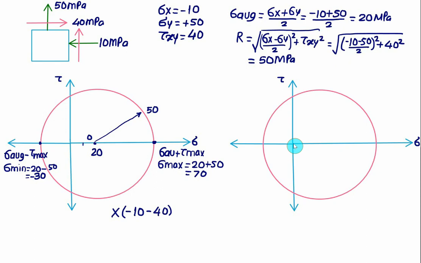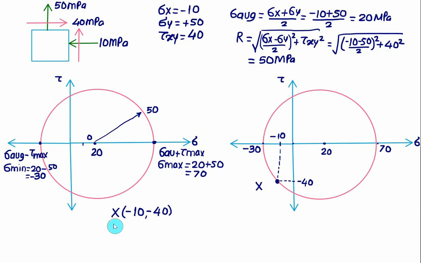So from this point here you have to go negative minus 10. So negative minus 10 will be somewhere here because already recorded this value equal to minus 30. This value we have recorded equal to plus 70. Center we have recorded equal to 20. So minus 10 and minus 40. So we can record the point x on the graph somewhere here, where we have sigma x equal to minus 10 and tau xy will be equal to minus 40. So this point represent our x phase.